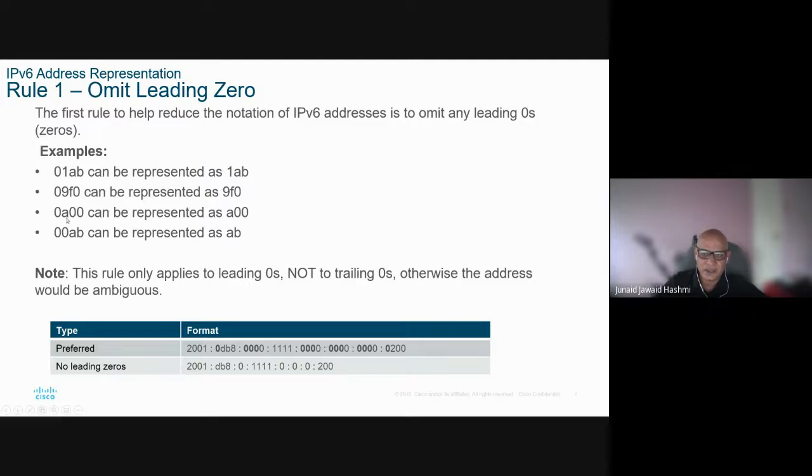This way you can minimize the length of an IP version 6 address. But remember, only the leading zeros, not the trailing zeros. So here this address can be reduced to this by removing leading zeros, so it's easier to type an IP version 6 address.